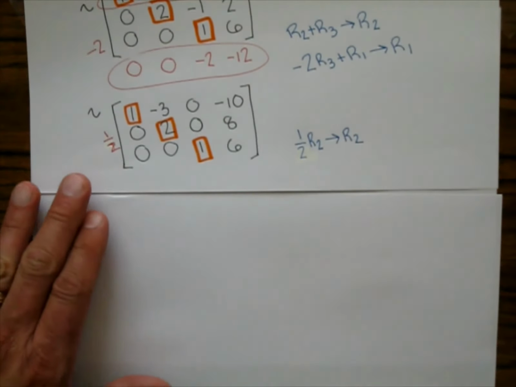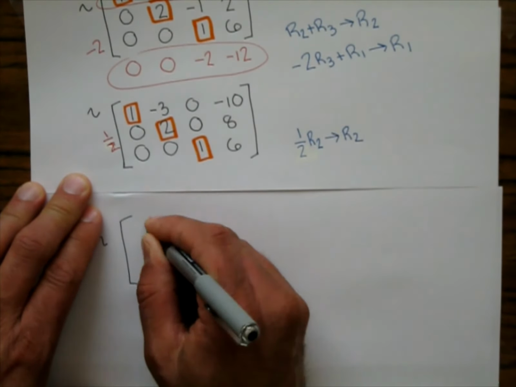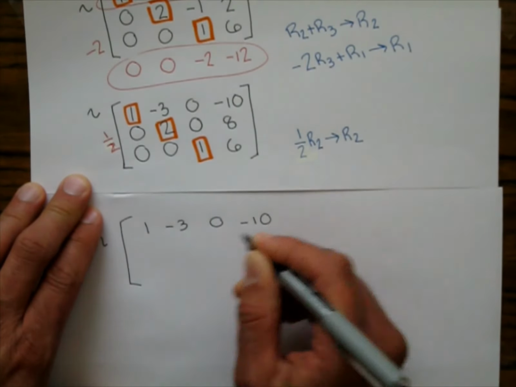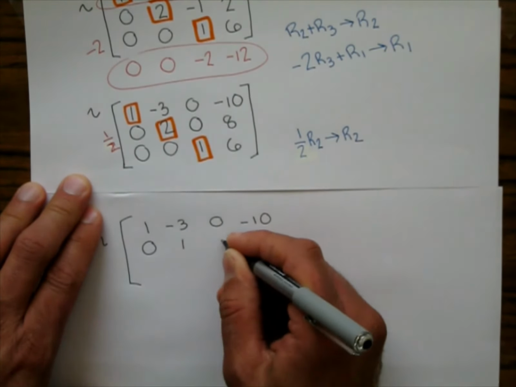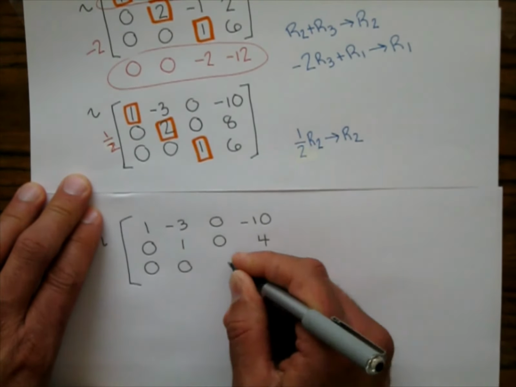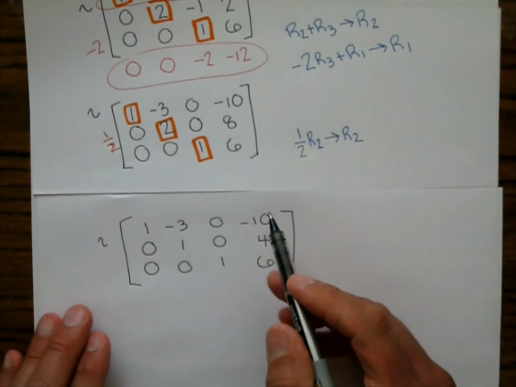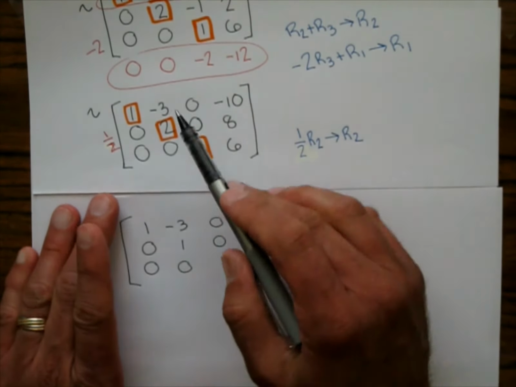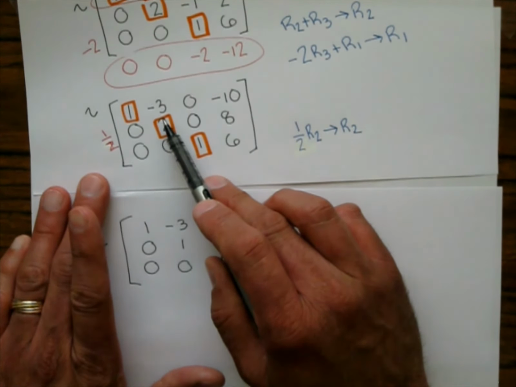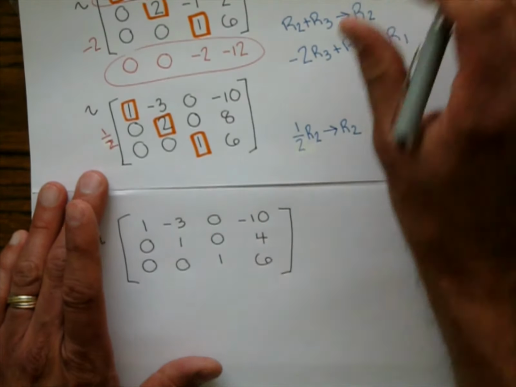So let's see how this works out. This is going to become 1, negative 3, 0, negative 10, 0, 1, 0, 4, 0, 0, 1, 6. Now, some of you may have said, well, I'll just multiply row 2 by 3, and row 1 by 2, and then have like a negative 6 and a 6 there and do that. You could have done that.